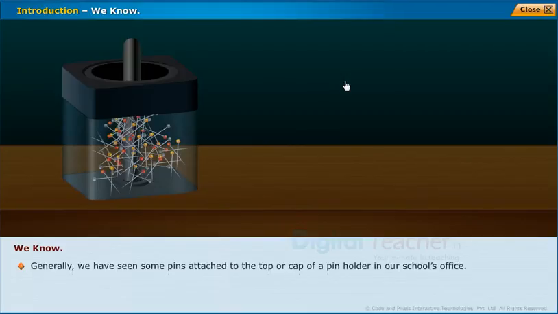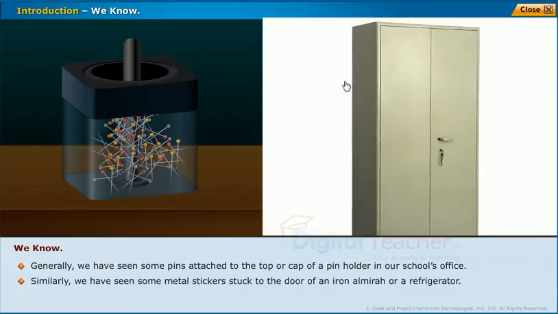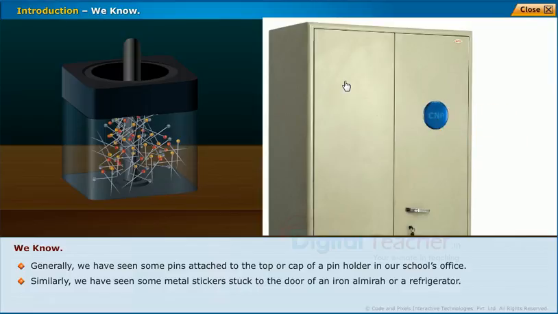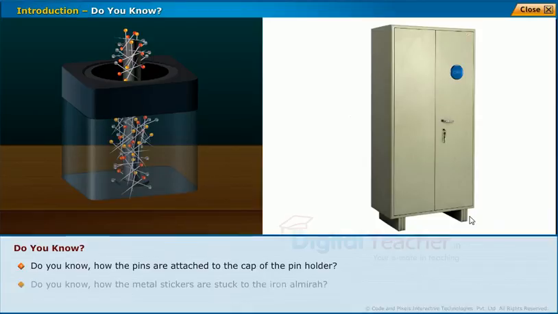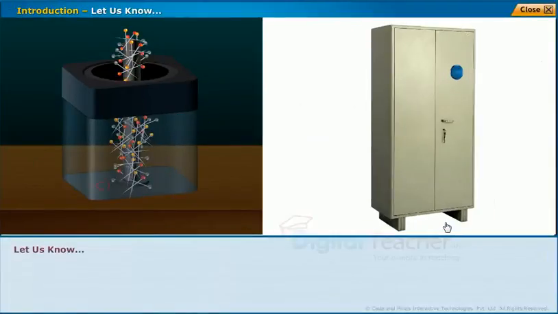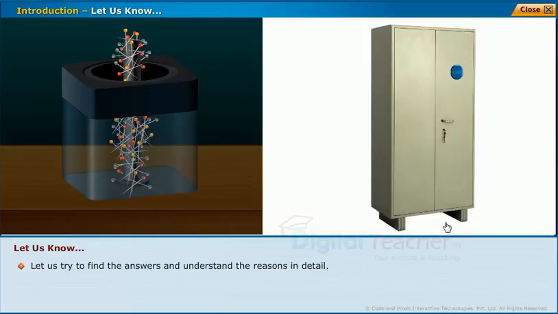Generally, we have seen some pins attached to the top of a cap of a pin holder in our school's office. Similarly, we have seen some metal stickers stuck to the door of an iron almirah or a refrigerator. Do you know how the pins are attached to the cap of the pin holder? Do you know how the metal stickers are stuck to the iron almirah? Let us try to find the answers and understand the reasons in detail.